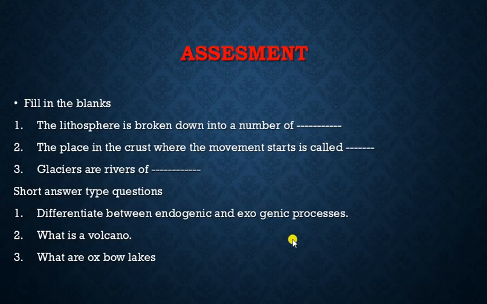Then this was all about landform features. Now assessment. Fill in the blanks. The lithosphere is broken down into a number of dash. The place in the crust where the movement starts is called dash. Glaciers are rivers of dash.